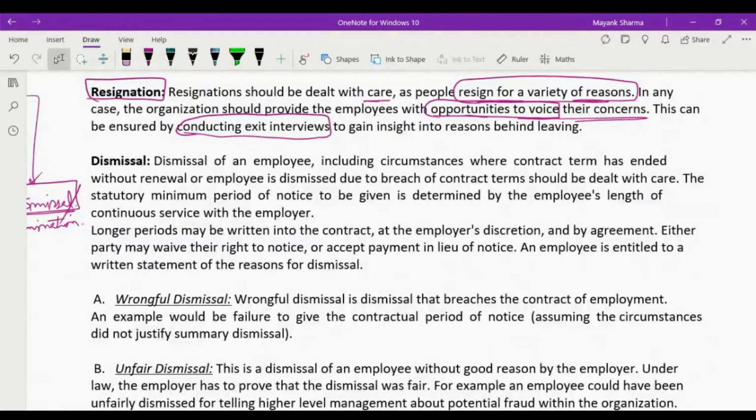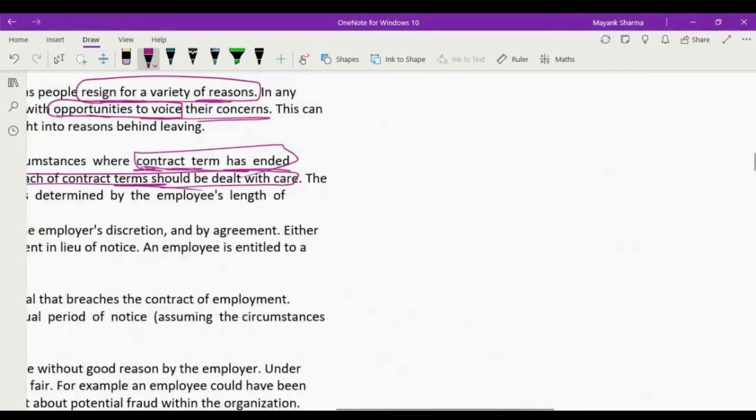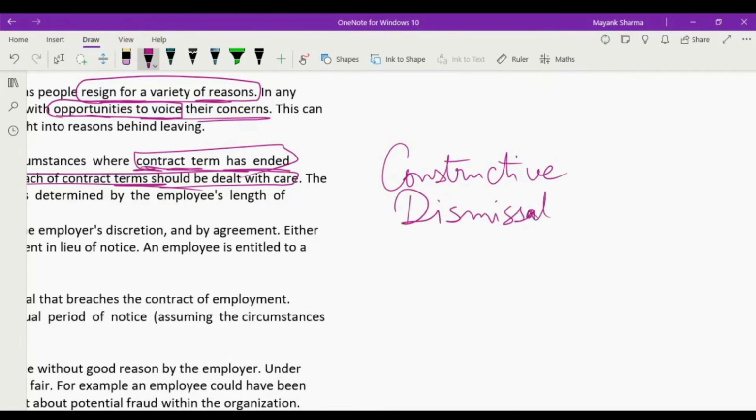Dismissal of an employee, including circumstances where the contract term has ended without removal of the employee, or the employee is dismissed due to breach of contract terms, should be dealt with care. Overall, dismissal should also be dealt with care. What is discussed in this line is known as constructive dismissal. What is constructive dismissal? Constructive dismissal is encouraging an employee to resign by breaching the terms of contract.